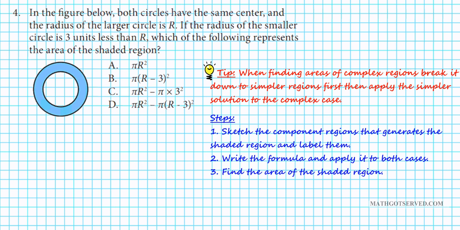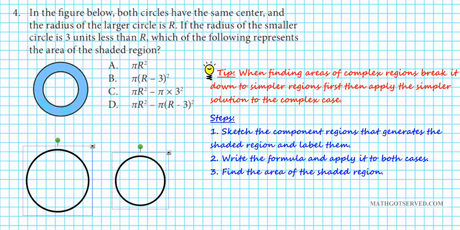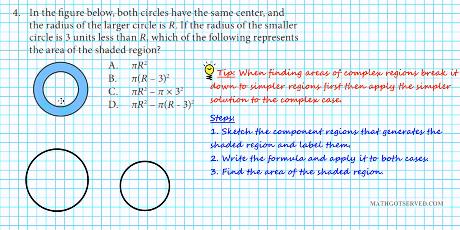What we have is two circles. We have a bigger circle and a smaller circle. So it's highly recommended to draw. Always sketch whenever you're dealing with geometry problems. Give yourself a visual so you don't make any mistakes. So these are our two circles right here. Now what happens is that we're going to take the area of the small circle out of the bigger one, and that will give us the area of this shaded region right here.